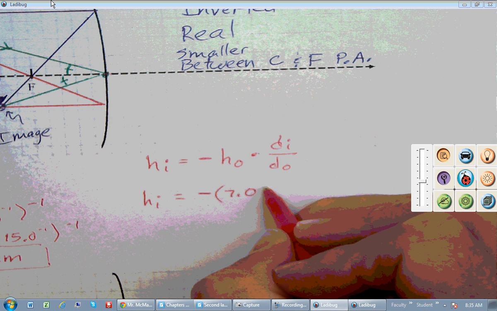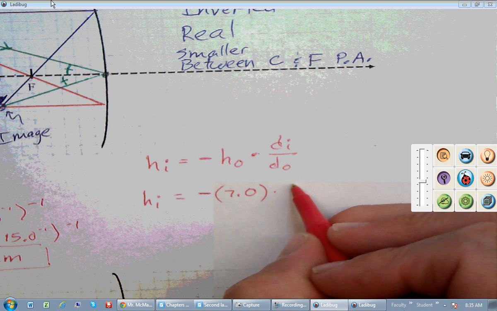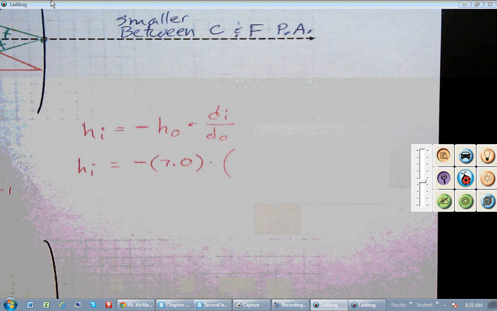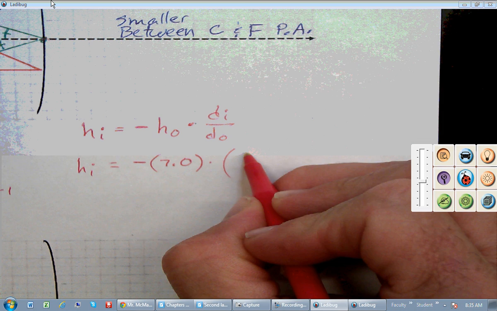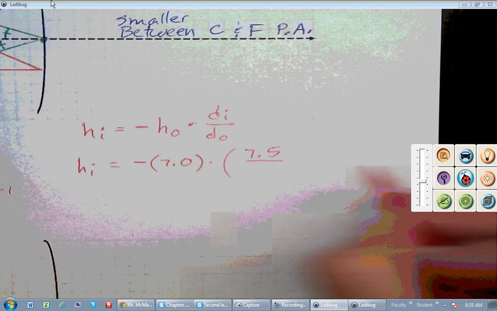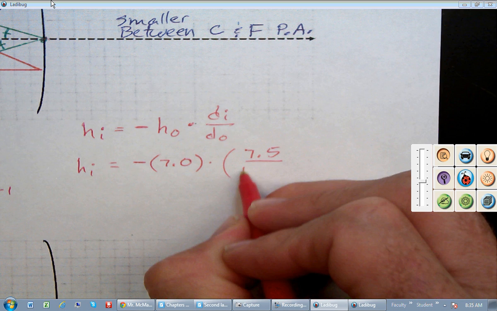Again, I'm going to keep all my units in these little grid units, which are centimeters. They're not actually going to measure a centimeter on your paper. I'm just calling them centimeters. And then the image distance, rather, we found is 7.5. And we had already determined the object's distance from the mirror to be 15.0.